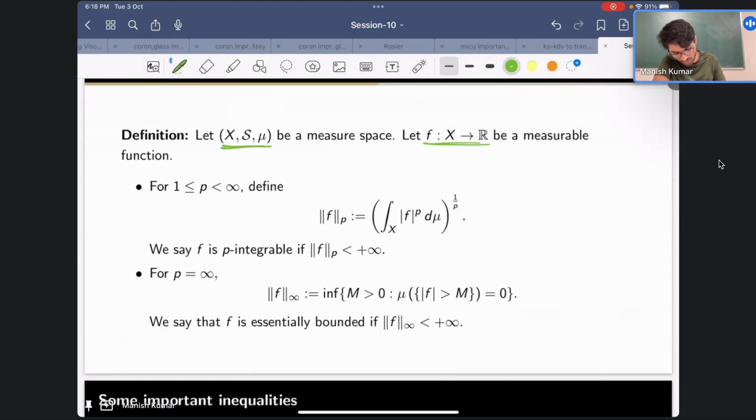Now for p in [1, infinity), define this function. You notice that this function p is a function from the set of measurable functions.